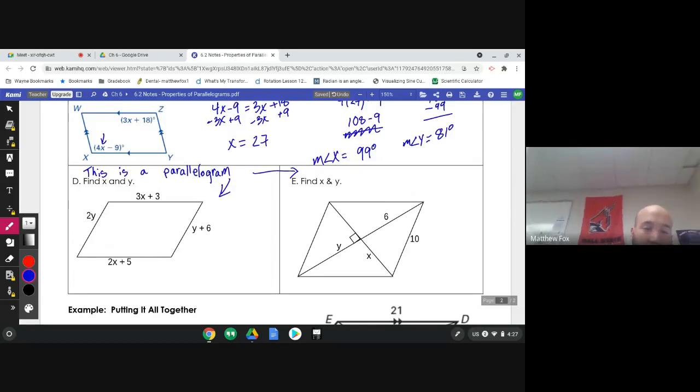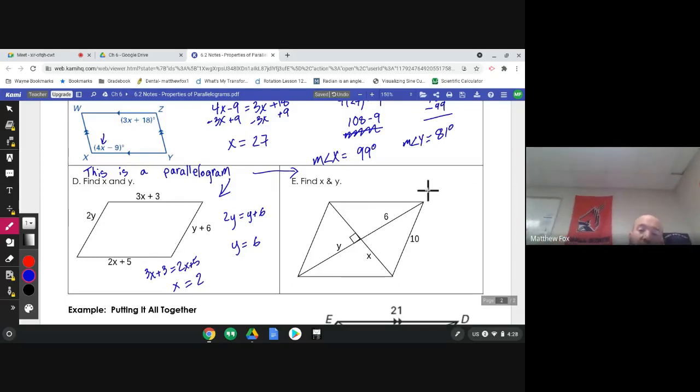Okay, so I know opposite sides are the same, so if 2y equals y plus 6, we subtract that y, we're going to get y to equal 6. Meanwhile, 3x plus 3 equals 2x plus 5. We subtract the 2x, subtract the 3, we will get x to equal 2. If you aren't sure, want to double check, plug in the 6. 2 times 6 is 12, 6 plus 6 is 12, we're good. 2 times 3 is 6, plus 3 is 9. 2 times 2 is 4, plus 5 is 9, so we're good.